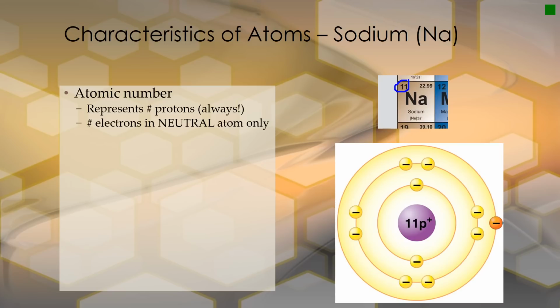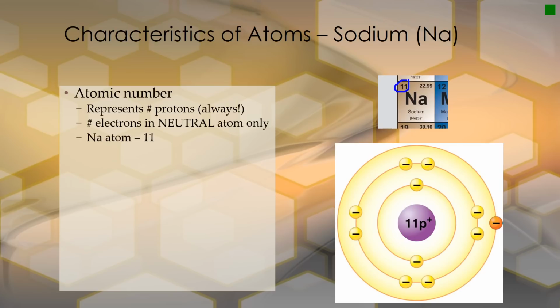Because remember, the only reason it's neutral is because the number of negatively charged electrons is equal to the number of positively charged protons, and that makes it an atom, a neutral structure. So the atomic number, most importantly, is used to represent the number of protons, and that's always. It will also represent the number of electrons if you're talking about an atom in the neutral state.